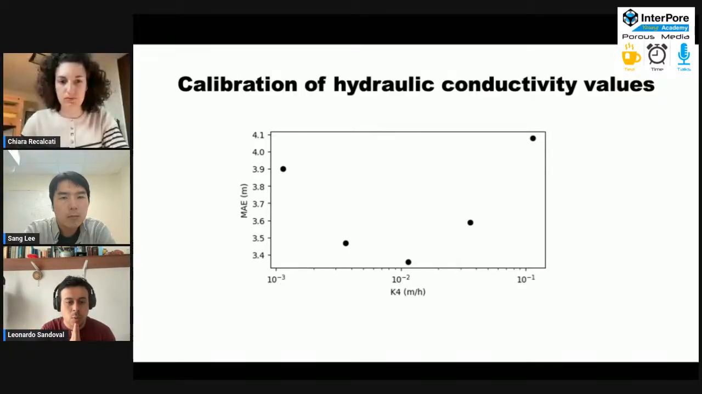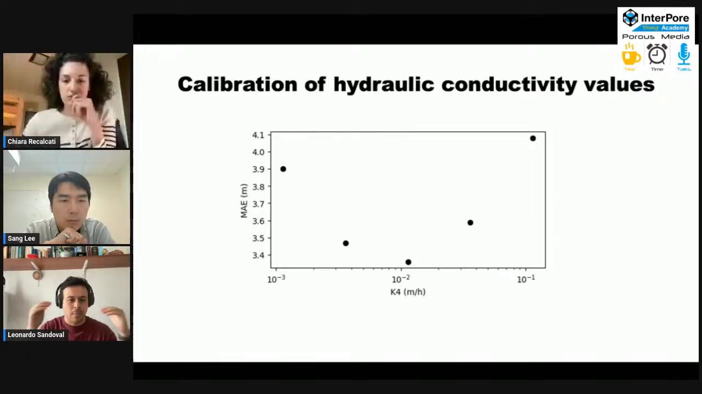The calibration itself followed this procedure. First, we run a limited number of simulations of the numerical model, so the ParFlow simulations, and estimated the water table depth in the entire domain for each one of these simulations. Then we compare those simulations with the observations and compute an error metric. And this is what you can see in this plot, the values of that error metric for different values of one of the conductivity parameters.